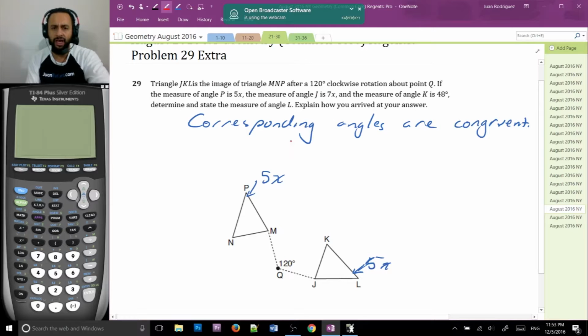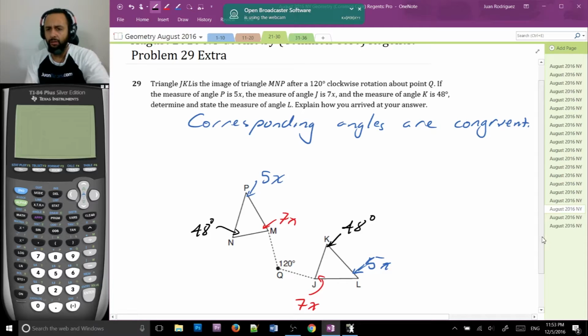Okay, let's see. The measure of angle J is 7x. So the measure of angle M is also 7x. And then the measure of angle K is 48, so that's going to be 48 degrees. And so as a result, angle N is going to have measure 48 degrees as well.